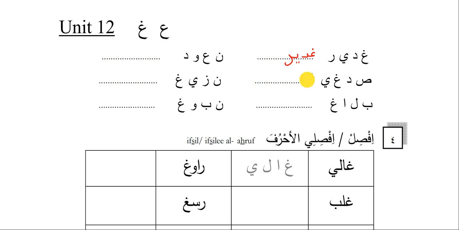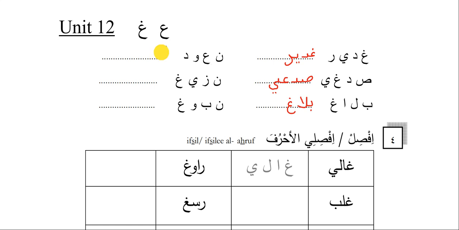And now sad with the dal, and then ghain. Now this is a non-connector, so how are you going to write the ain here? Same as the initial one. C with the tail, and then ya. Okay. Now ba, lam, and alif. There is an alif, and there is a ghain isolated.